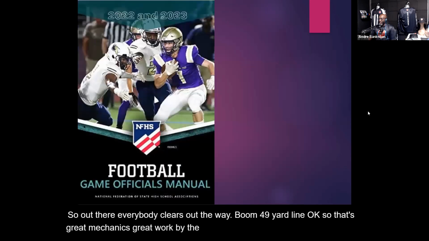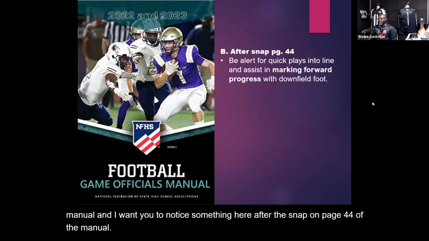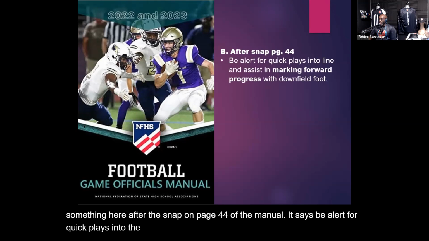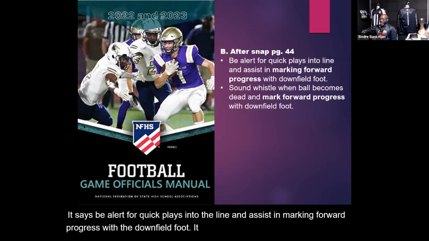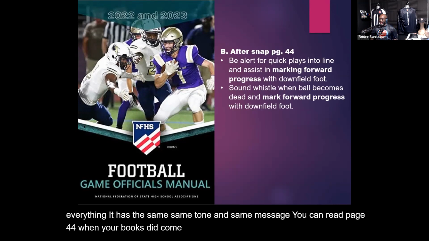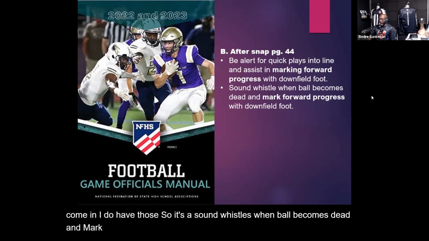All right, so look at the game official manual, and I want you to notice something here. After the snap, on page 44 of the manual, it says, be alert for quick plays into the line and assist in marking forward progress with the downfield foot. It has the same tone and same message. You can read page 44 when your books come in. I will get them out to you. Your manuals did come in. I do have those. So it says sound whistle when ball becomes dead and mark forward progress with downfield foot.